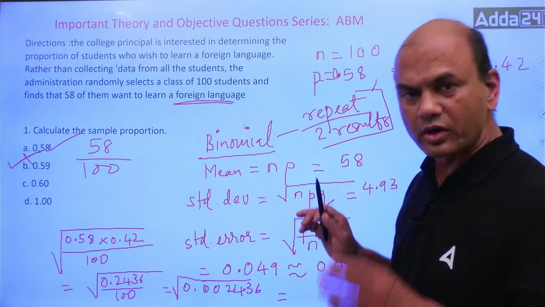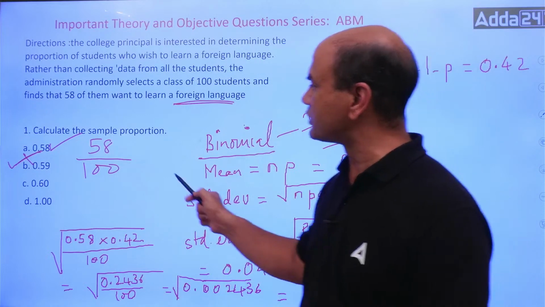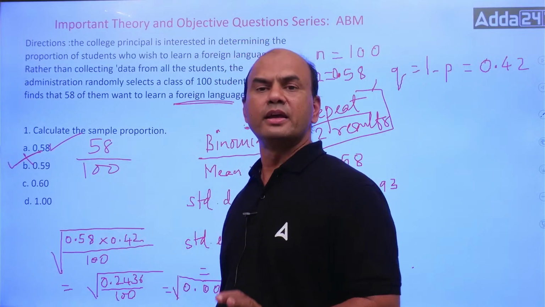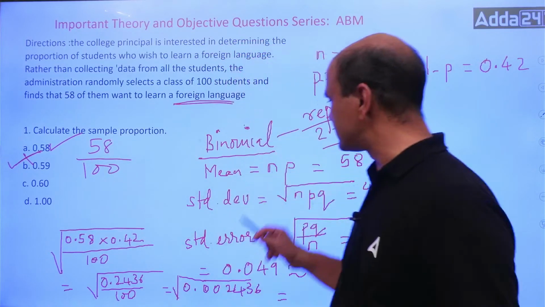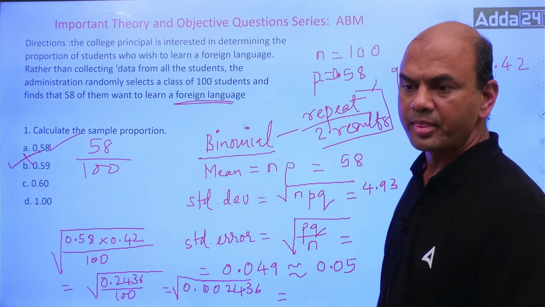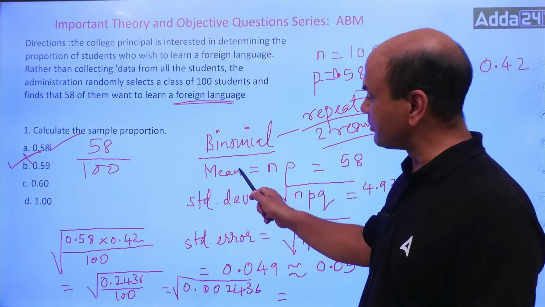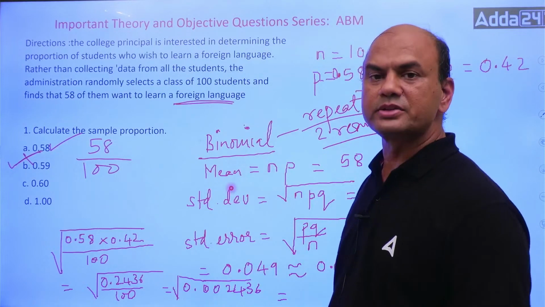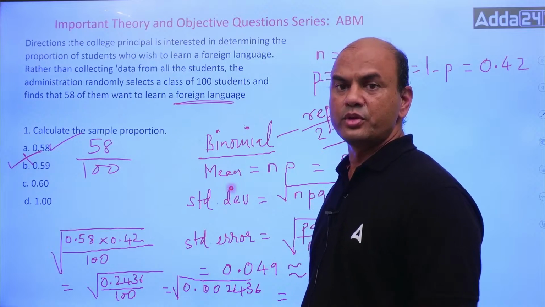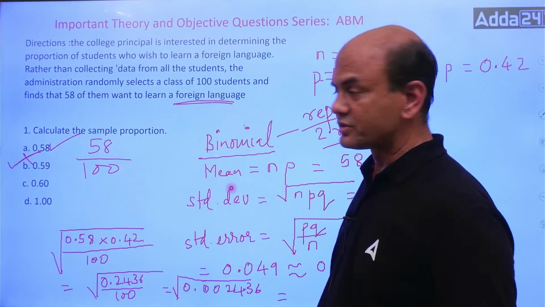See here, it is not asked in this problem. In this problem, it's only a simple 58 upon 100. Your problem is over. But in the exam, they might ask you all these difficult questions: mean, standard deviation, standard error. These can be 1 mark each. 1 mark, 1 mark, 1 mark. 3 marks over here only. So you don't know what is going to be asked. So that is question number 1.